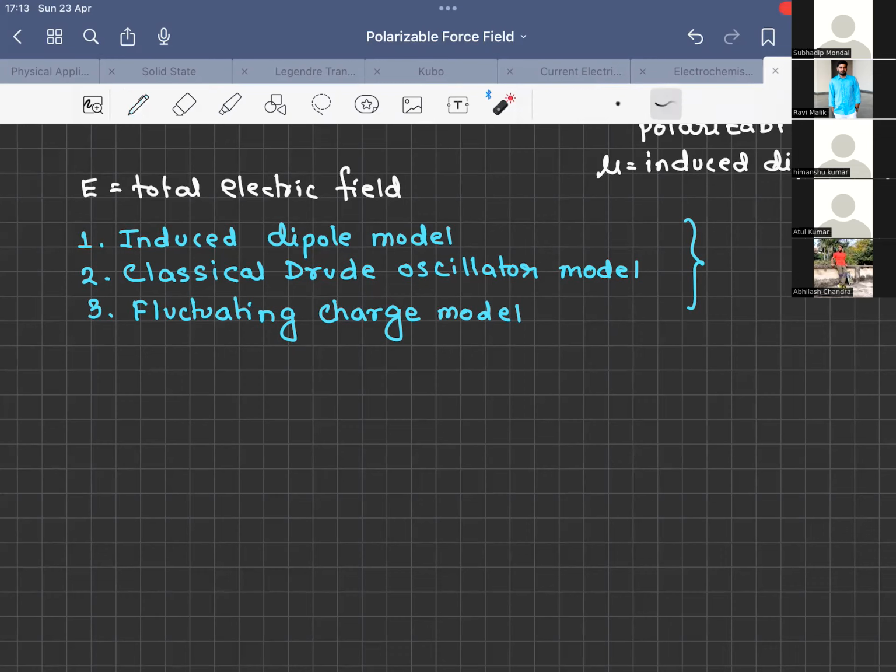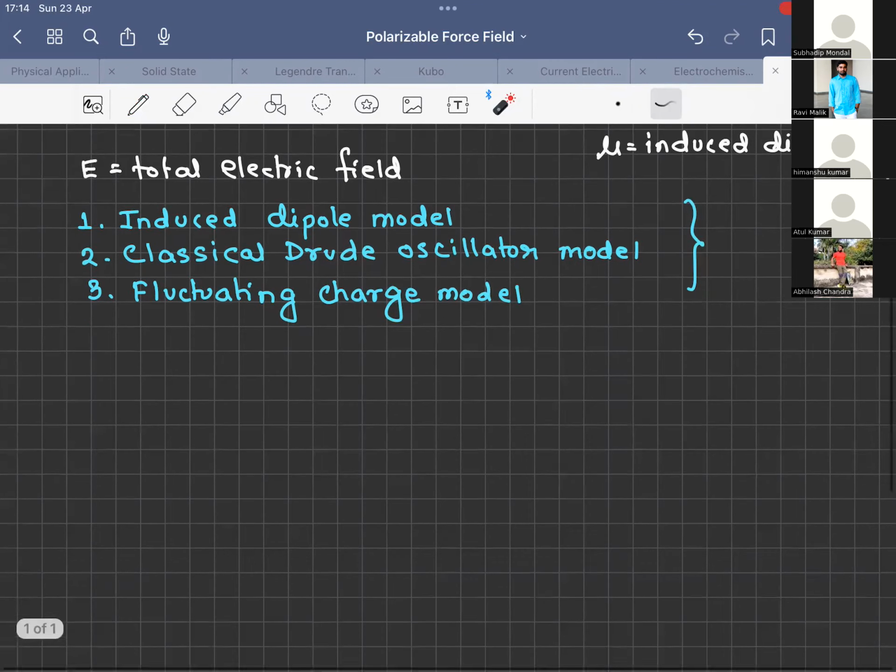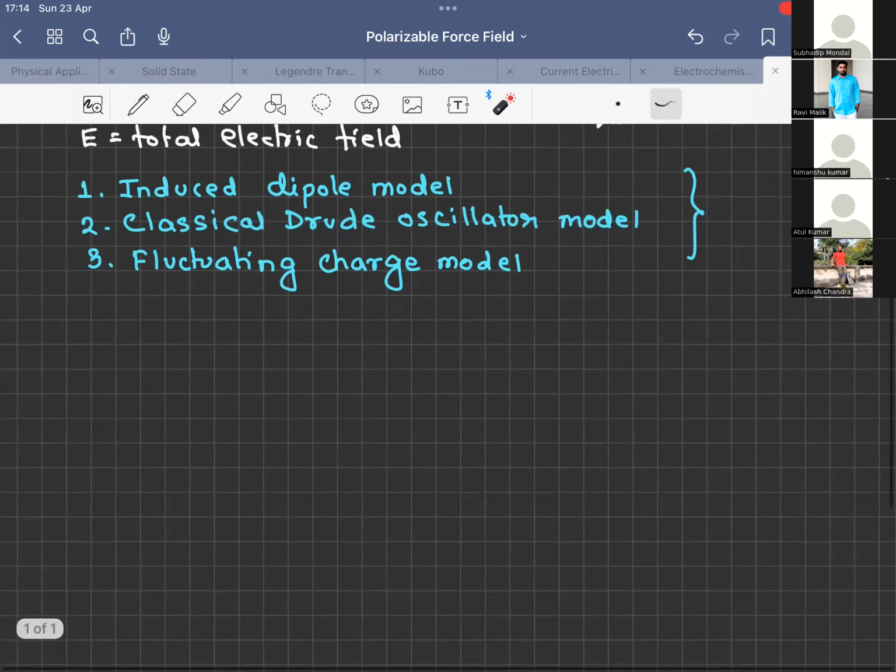So I'll explain one by one. First I will start with the induced dipole model. So what is the induced dipole model? The basic idea of the induced dipole model comes from the year 1917, the paper of Silberstein. After that, the modern implementation of this type of model in MD simulation is based on the 1972 paper of Applequist, and this Applequist method was later modified by Thole in 1981. So that's the history of the induced dipole model.